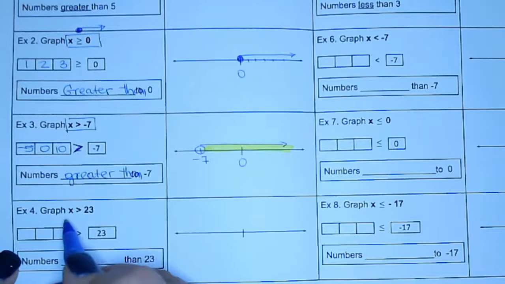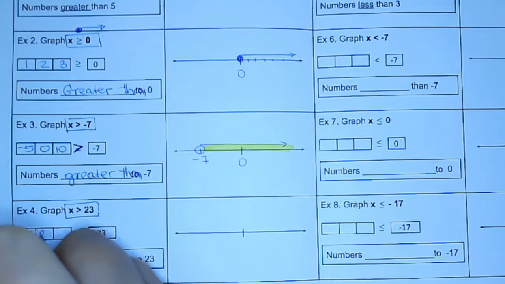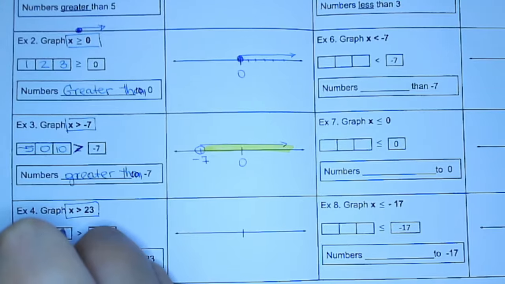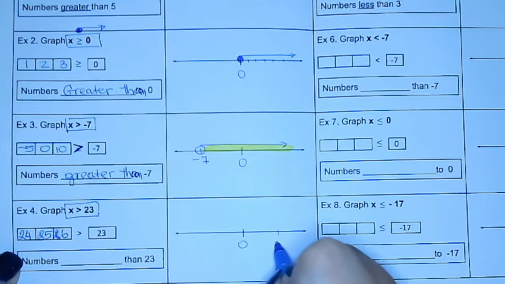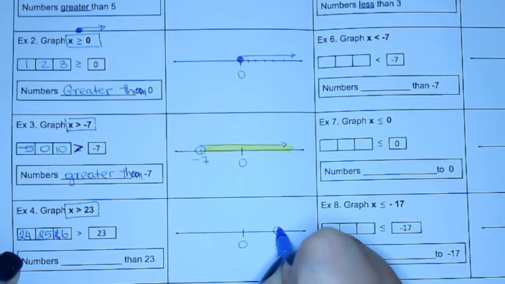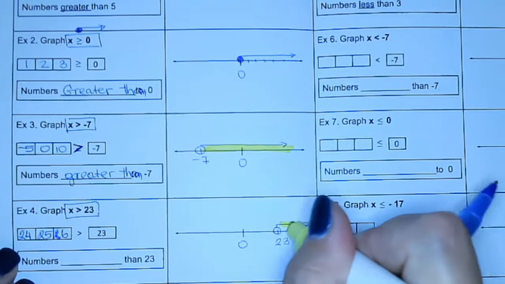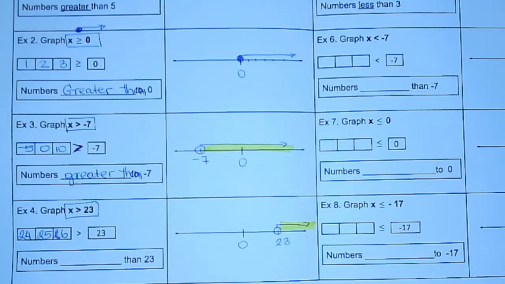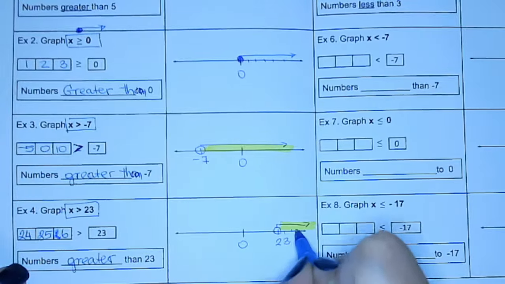What if I have to graph numbers greater than 23? Like, where are they? 24, 25, 26? Compared to 0, 23 is on the right-hand side, and the numbers greater than 23 are to the right of it, like 24, 25, 26. Empty circle, because we don't have that equal sign under. So numbers greater than 23 go to the right of 23.